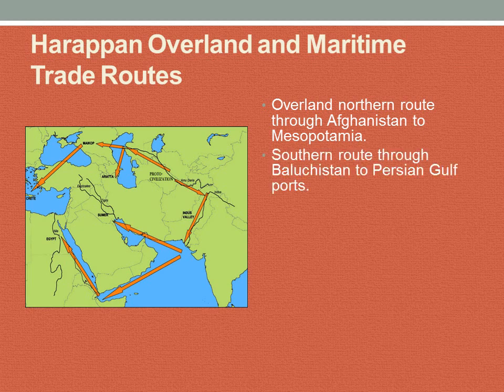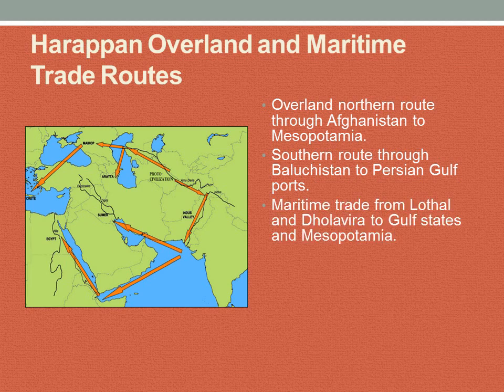The southern route, which was mainly a sea route, went through Baluchistan to Persian Gulf ports. The Persian Gulf is near Egypt. So it used to go into the Persian Gulf ports through the southern route, which was a sea route.